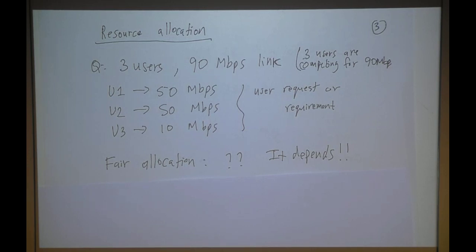40, 40, 10. So that's interesting. How did you come up with that? Since user 3 only makes 10 and not any more, so we can divide equally, like 90 minus 10, 80. Yeah. But how did you come up with that?